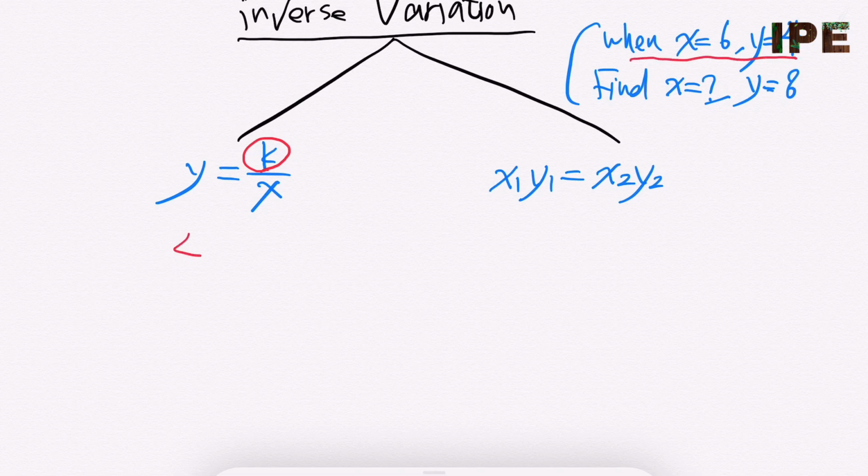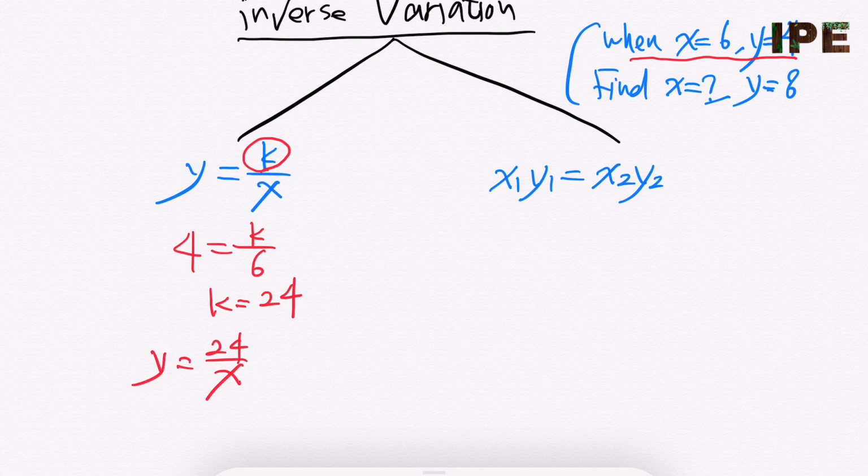So 4 equals k over 6. Then what is k? K is 4 times 6, which is 24. We just found 24. So you can use y equals 24 over x now, right? And then you have to find the x value when y equals 8. So plug in 8 for y, and multiply both sides by x, so the x's cancel out. So 8x equals 24. What is x equals? 24 divided by 8, which is 3.